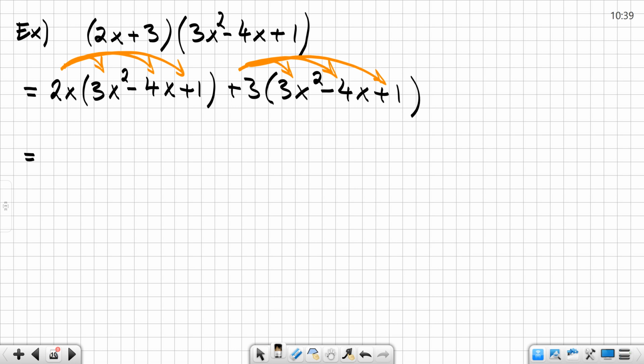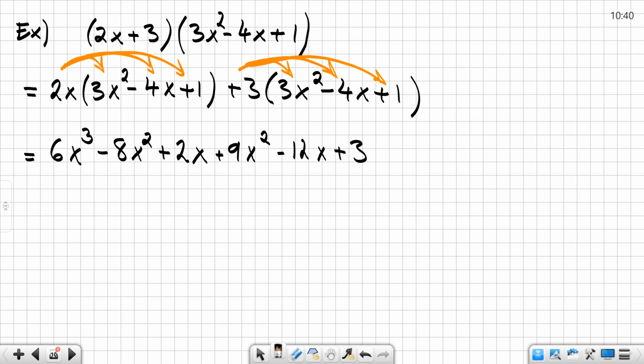So what do we have? 2x times 3x squared. 2 times 3 is 6. X times x squared will be x cubed. 2x times a negative 4x. 2 times a negative 4 is negative 8. X times x is x squared. 2x times a positive 1. That's just 2x. The next one. 3 times 3x squared will be 9x squared. 3 times a negative 4x, that's a negative 12x, plus 3 times 1.